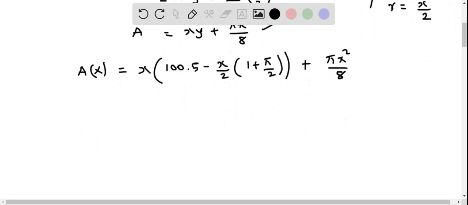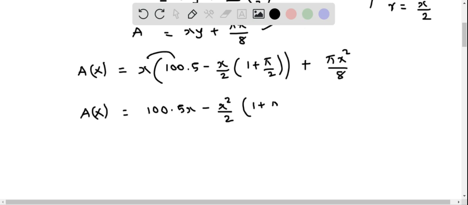Now let's get this simplified. So we have A of x. I'm going to distribute this x into the terms inside the brackets. So x times 100.5 is 100.5x, minus x times x by 2, which is x squared by 2, times the factor 1 plus pi by 2. We also have the last term, pi x squared by 8. We can simplify this further by factoring out x squared from these terms. So let me do that.